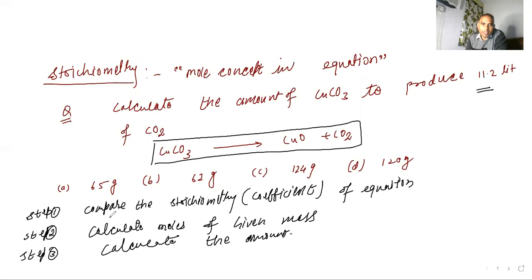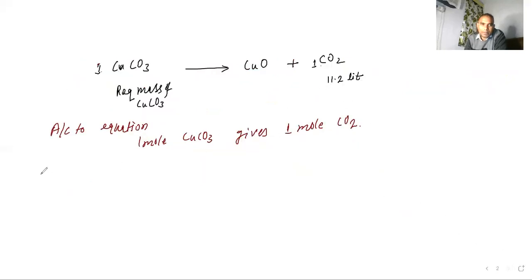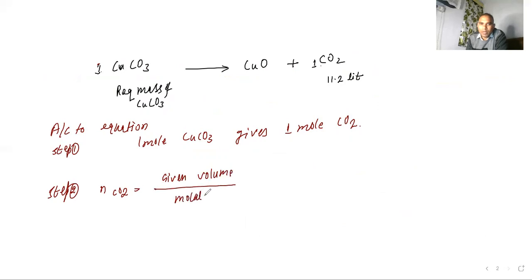Now step number 2: calculate the moles of the given mass, or given volume, anything it can be. This one they have given volume. Step number 1 we have done. So for step number 2, n of CO2, how can you calculate? Given volume divided by molar volume. The given volume is how much? 11.2 liter.